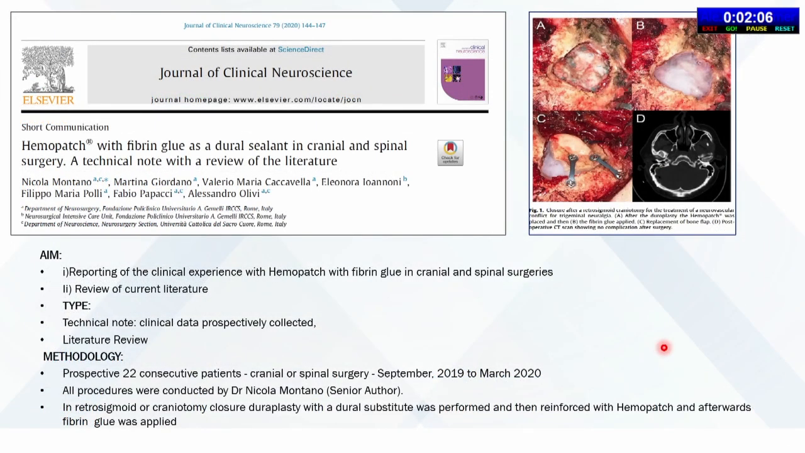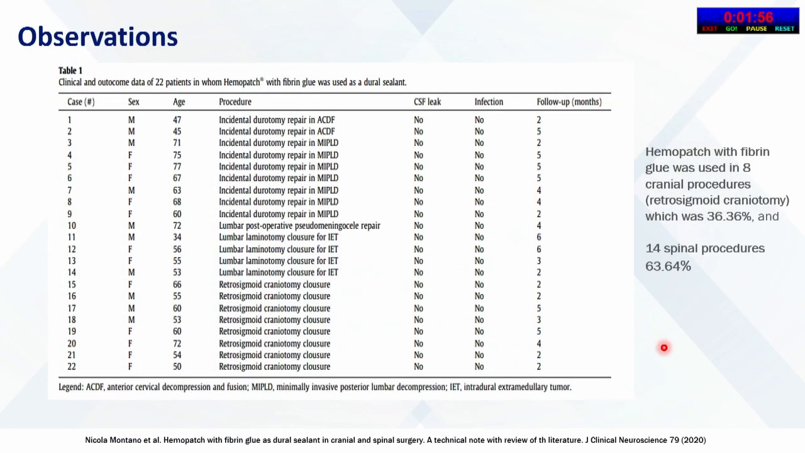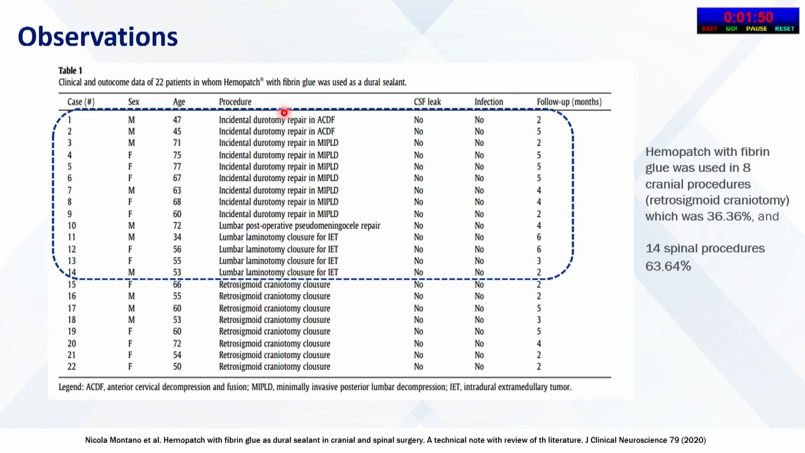Similarly, there are some cases, especially a redo case where a patient is coming for a resurgery, particularly in the posterior fossa, where there are more chances that the patient will leak. In this study, they used both the fibrin glue and the patch together. There were 22 patients. Out of those 22, 14 were in the spine group, with ACDF, posterior lumbar decompression or intradural extramedullary tumors, and the rest of them were craniotomies. There was no CSF leakage and no infection in these cases.